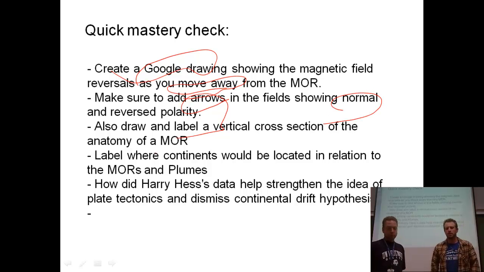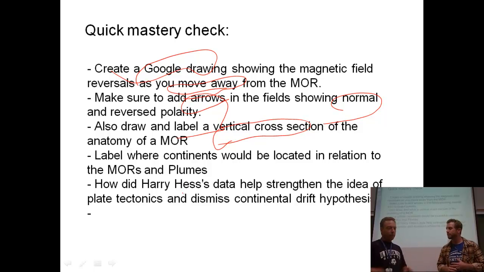And then one more thing you're going to do is label your vertical cross section. So just like we saw, if we sliced down the front of it, you could see what it looks like as you went down into the mid-ocean ridge. And then the last part, show us where you would find continents. Okay, where would you find North America or South America? Where would you find North America or Europe? Where would you find South America and Africa? So where would you find those on that mid-ocean ridge?